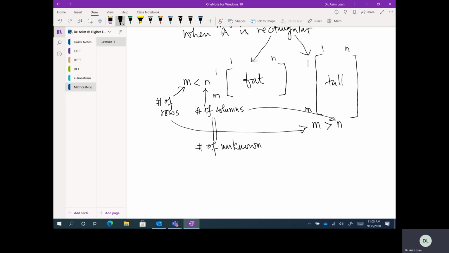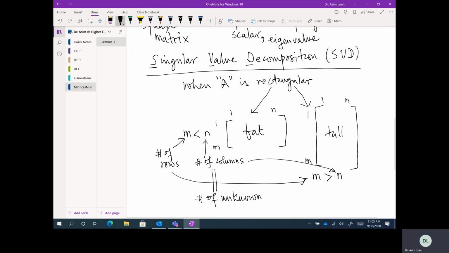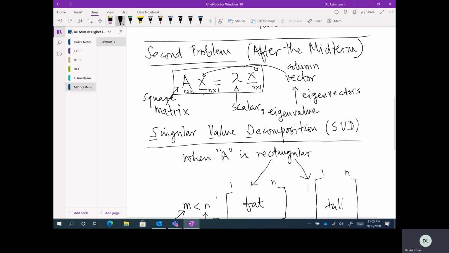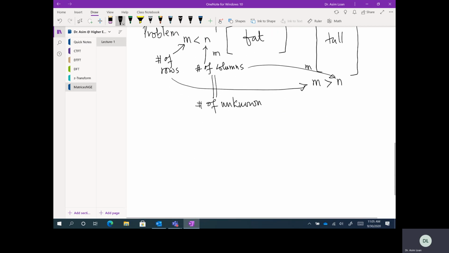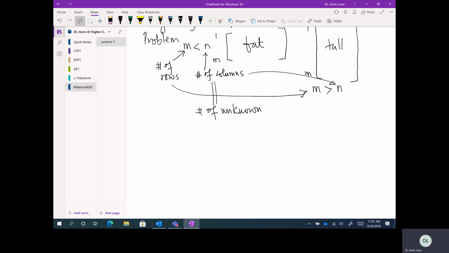So this is the second half of the course, where you actually don't want to solve this one. You want to diagonalize a matrix. This is known as the diagonalization problem, where you want to diagonalize, and we'll see why you want to diagonalize a rectangular or a square matrix. So this is the latter half of the course.